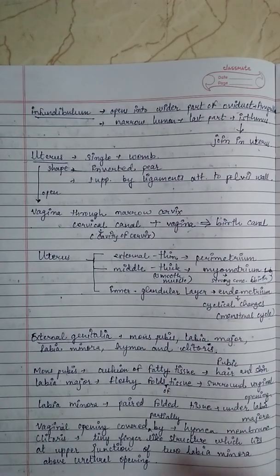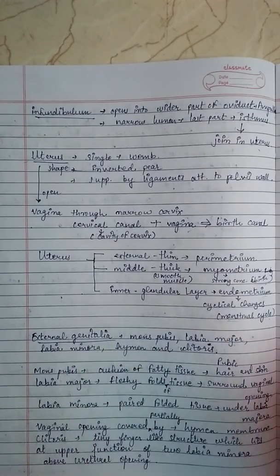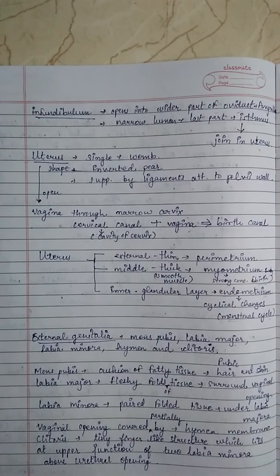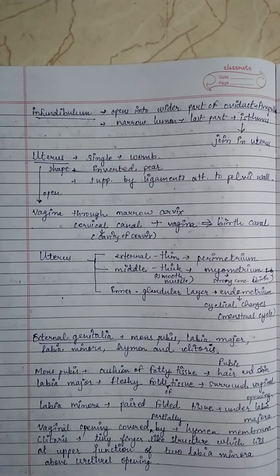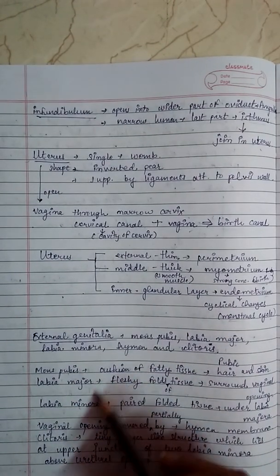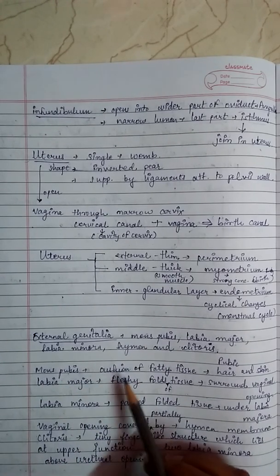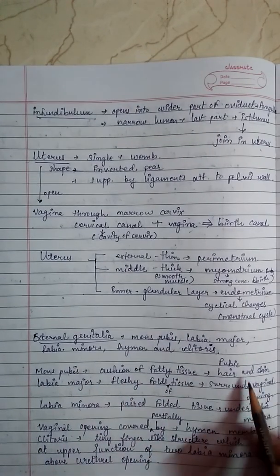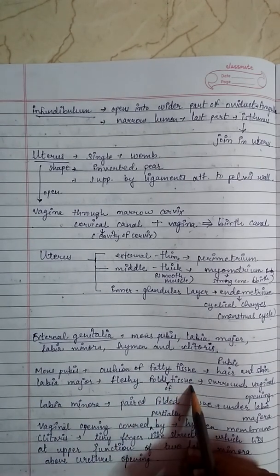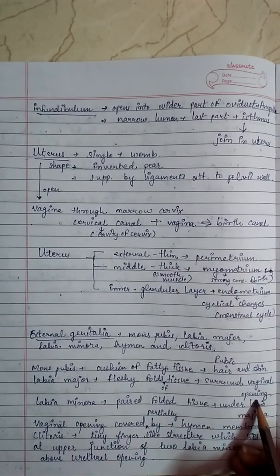And now we will see about the external genitalia. The external genitalia include mons pubis, labia majora, labia minora, hymen, and clitoris. Now we will see about all these things. The short form is written here. Mons pubis is a cushion of fat tissue covered by pubic hair and skin. Labia majora are fleshy folds of tissue surrounding the vaginal opening.